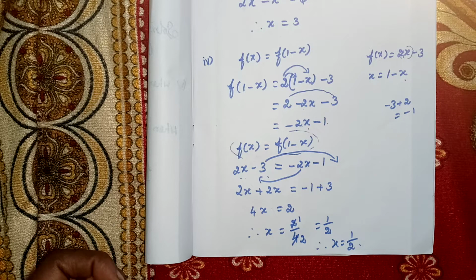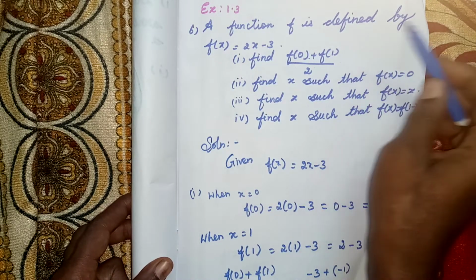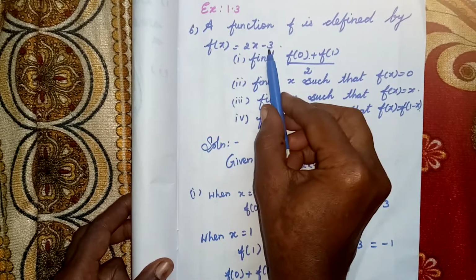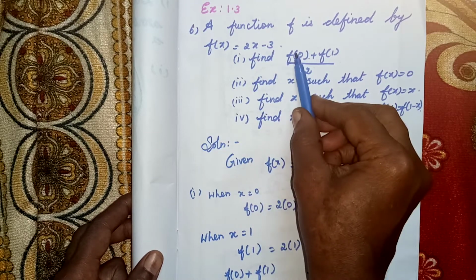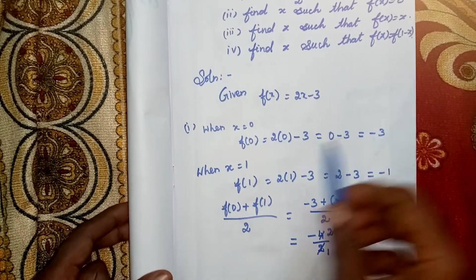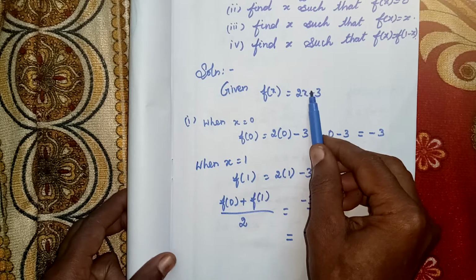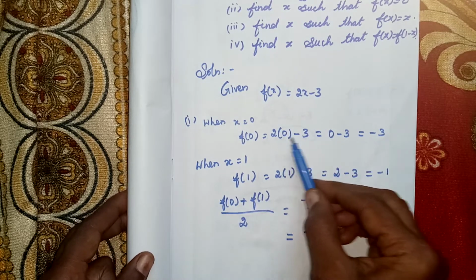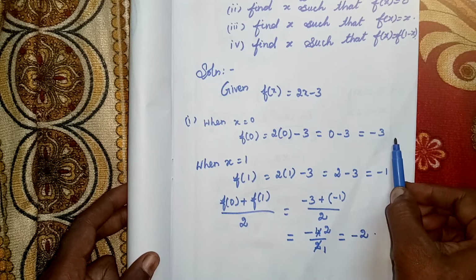Once again, I am repeating this. The given function is f of x is equal to 2x minus 3. First question, find f of 0 plus f of 1 by 2. For this, first separately find out f of 0. f of 0 means x in place of 0. 2 into 0 minus 3 is equal to 0 minus 3, which is minus 3.